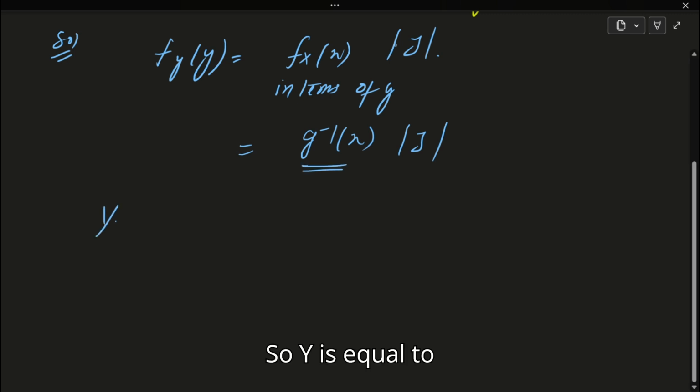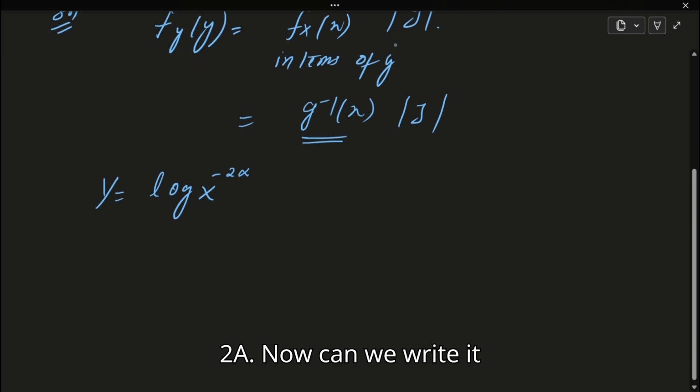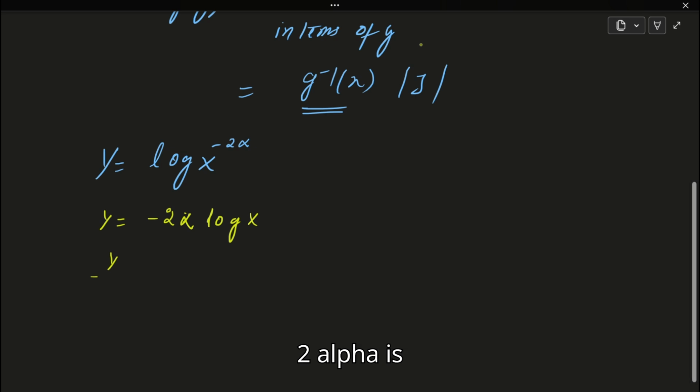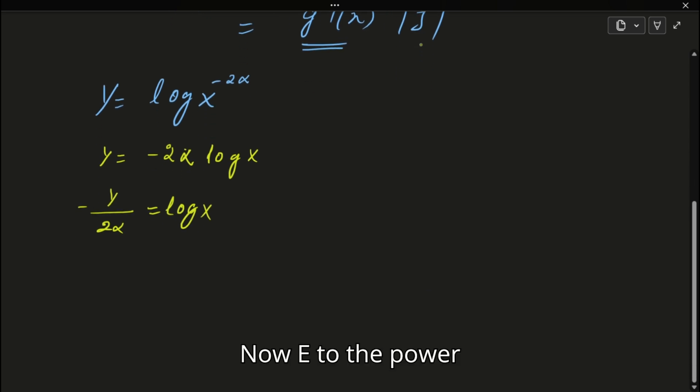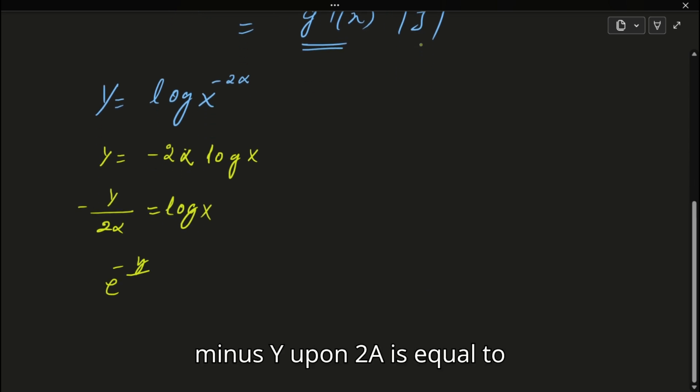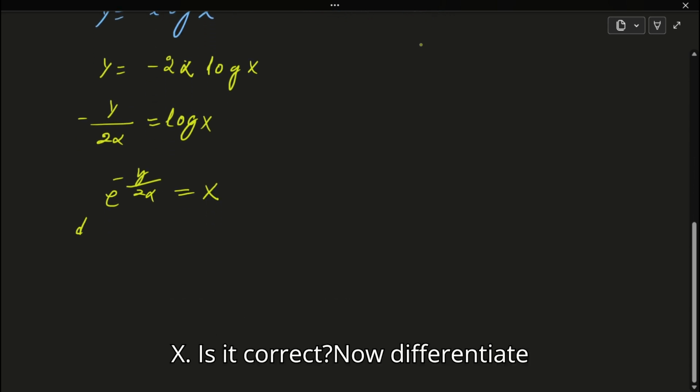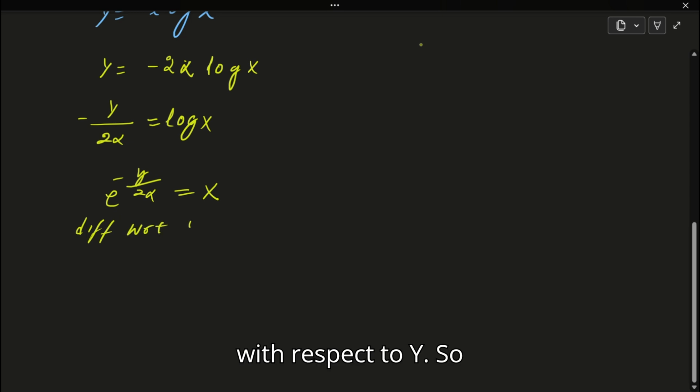So y is equal to log x raised to the power minus 2 alpha. Now can we write it as y is equal to minus 2 alpha log x? Clear? Now y divided by 2 alpha is equal to log x. Now e raised to the power minus y upon 2 alpha is equal to x. Is it correct? Now differentiate with respect to y.